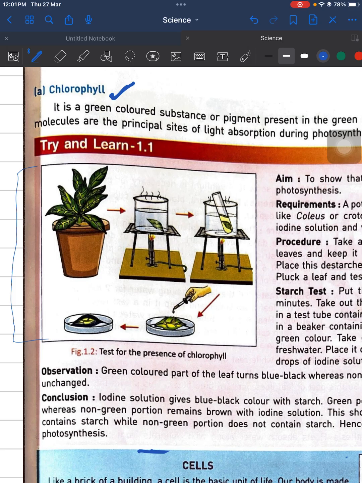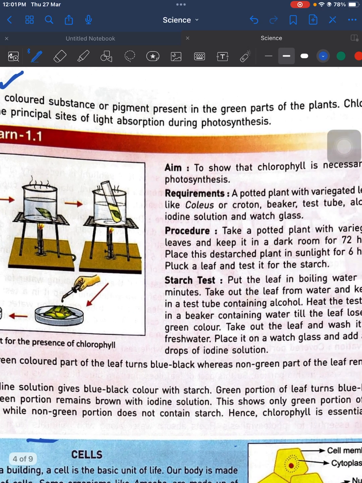So for this experiment, we first have to prepare the plant. In this step, what is shown here explains how to prepare the plant. Basically, what we do is keep the plant in a dark room for 3 days. In those 3 days, all the starch is consumed by the plant, and the plant is then known as a de-starched plant. That means starch is not present in that plant.